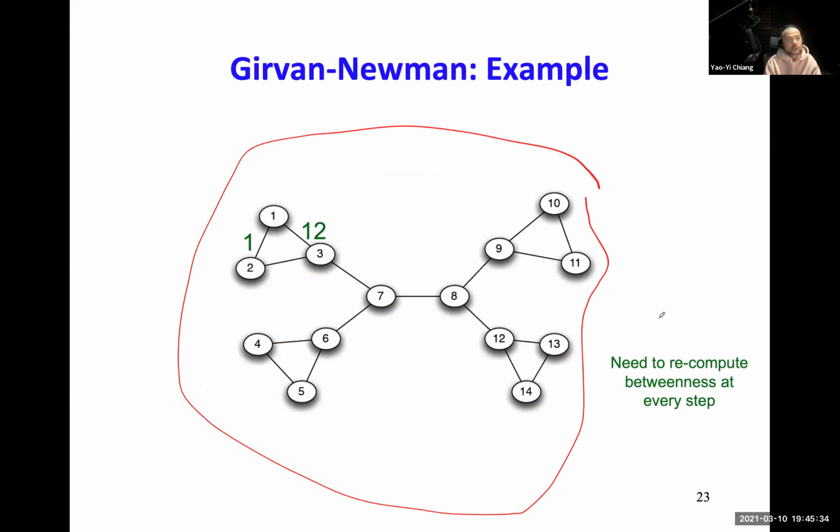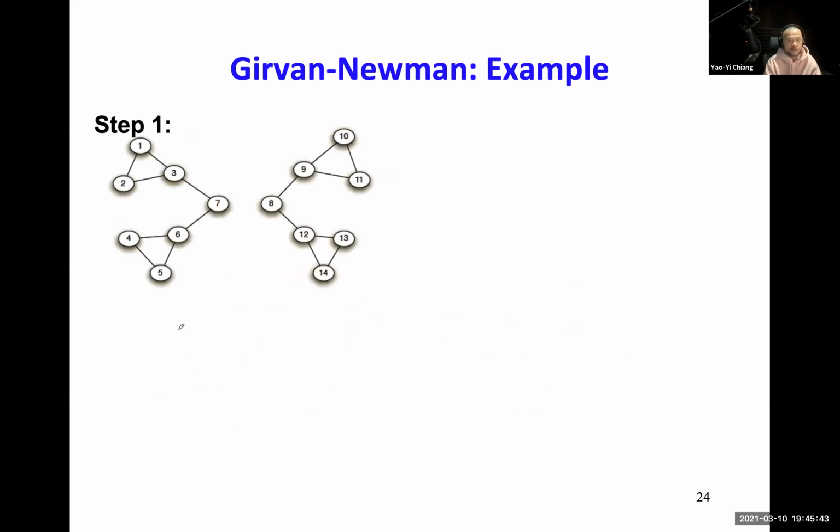You compute the betweenness. Say this is the highest betweenness number. Remove it, and you have 2 communities. Awesome, right? So now you have 2 communities. This is your family. This is your school friends.